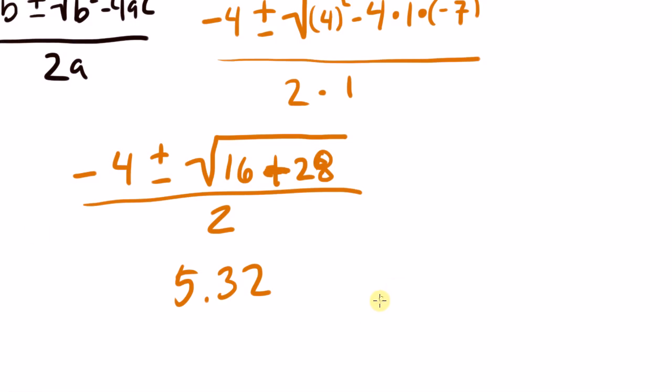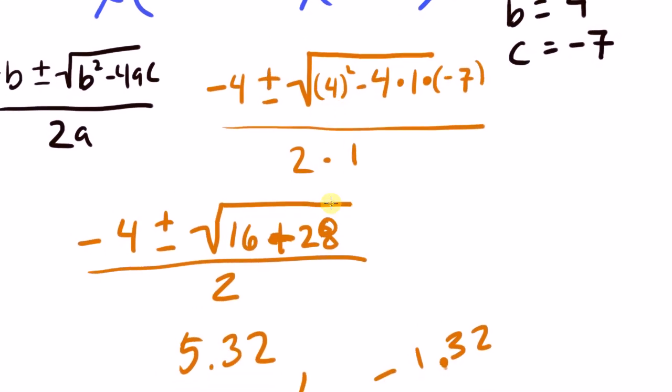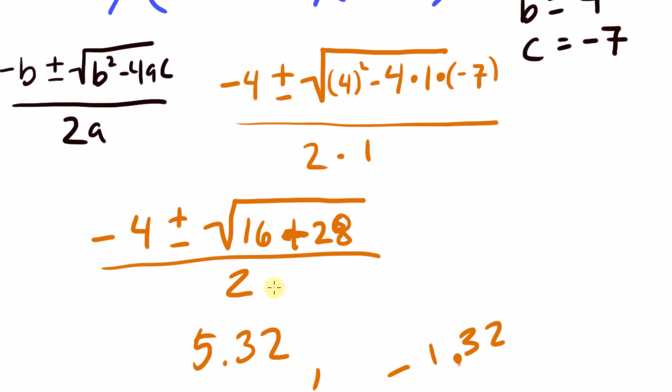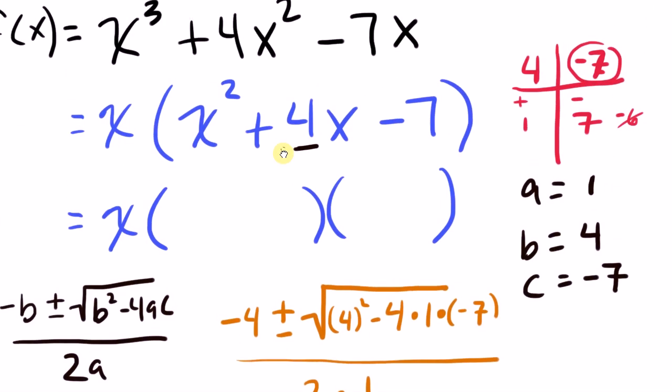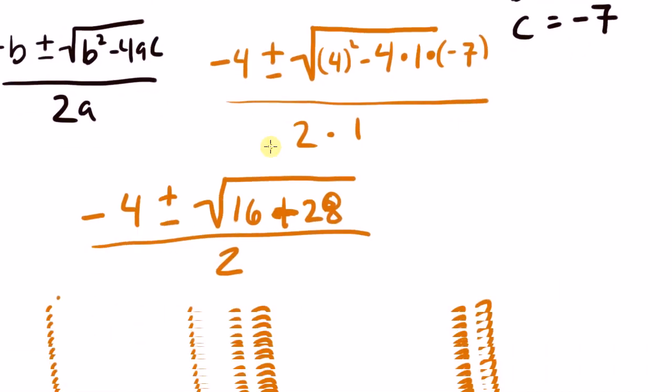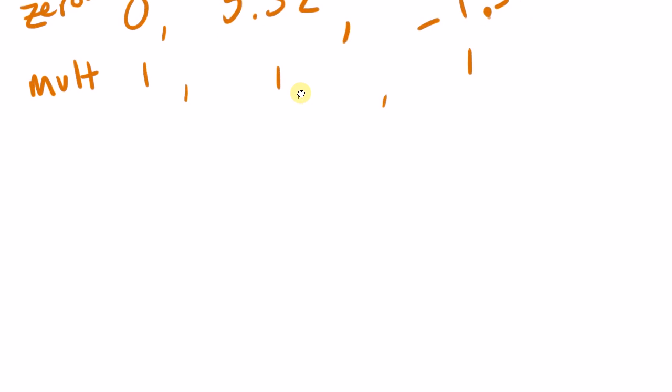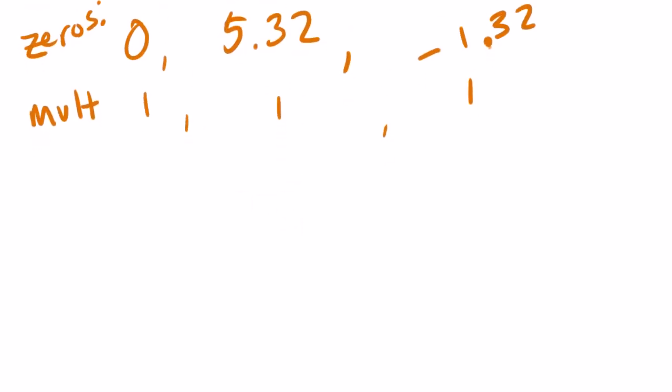Alright, these are approximate answers. And we're doing a sketch, so it really doesn't matter. And then 0. So these are our zeros, and multiplicity of 1, 1, and 1. So we know that it's going to go straight through at all of those points. Let's go with the parent function, x cubed. So the parent function is x cubed. So we know that it's going to do this. Don't care what it does in the middle.